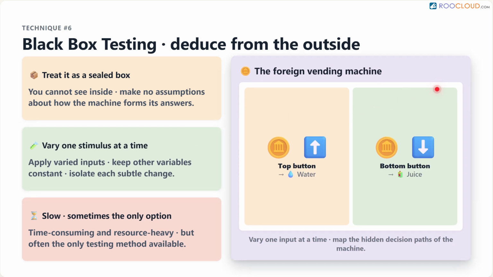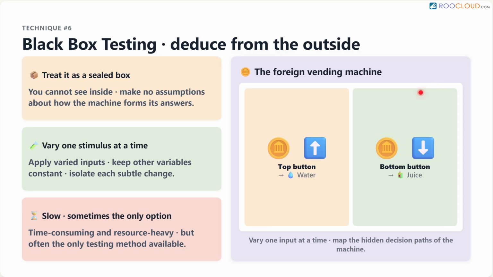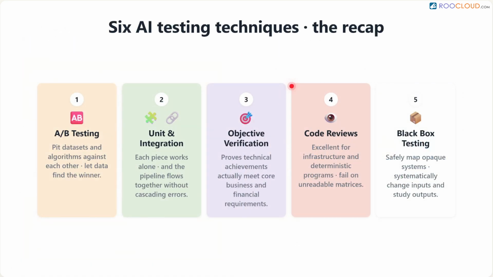Think of trying to figure out how a strange vending machine in a foreign country works when you cannot read the buttons. You put in a coin, push the top button, and get water. You put in the same coin, push the bottom button, and get juice. By systematically varying the inputs during both training and inference, you can map out the hidden decision paths of the machine. While black box testing is incredibly useful, and sometimes the only testing method available, it is exceptionally time-consuming and demands massive resources to map every possible scenario.